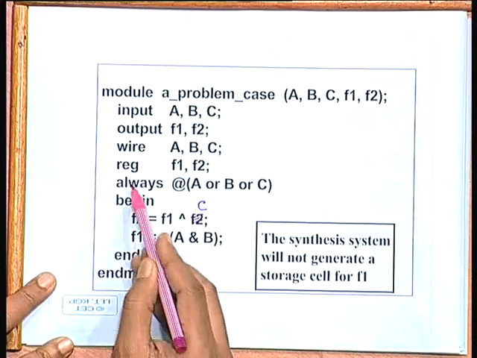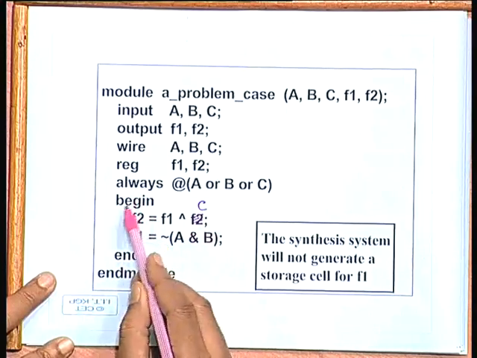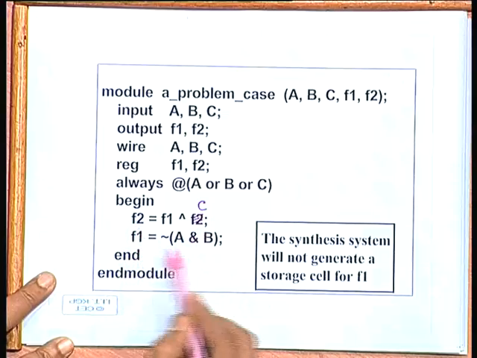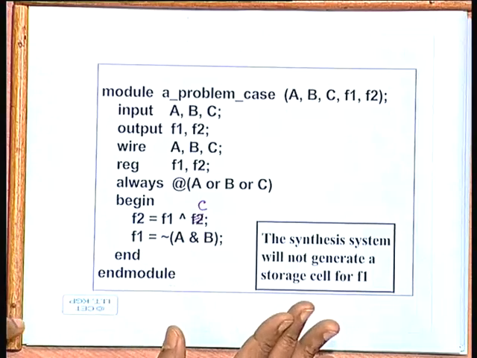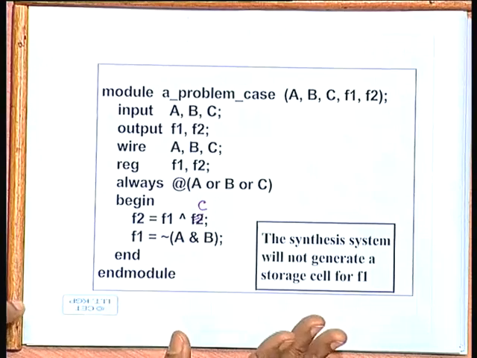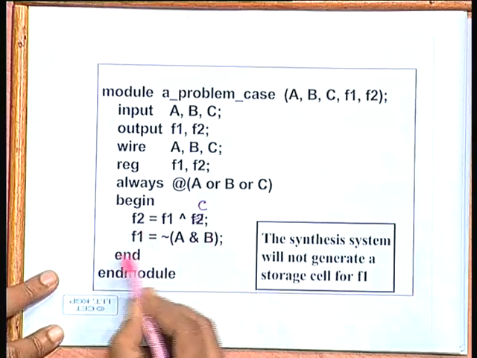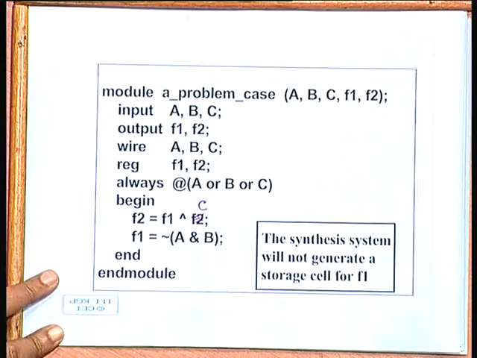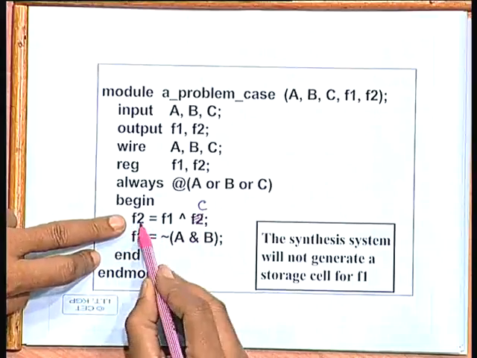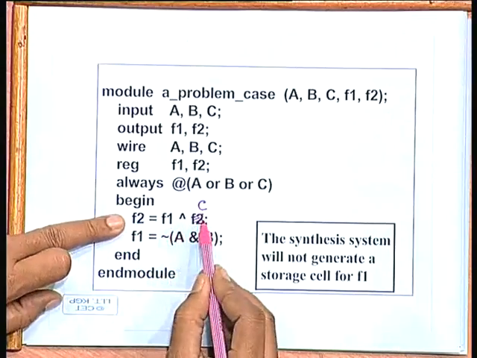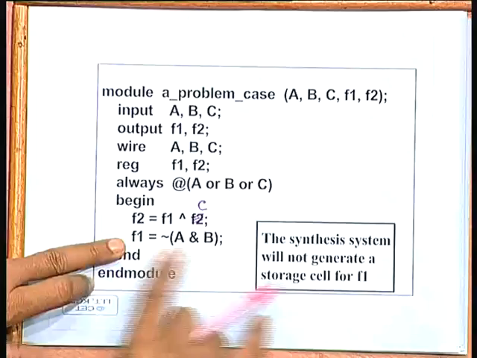So, one thing to understand: when we are writing statements inside this block, these statements are supposed to be executing concurrently. This is the semantic. But when the user is writing these statements, it may be playing on the back of the mind that in the first statement, F2 equal to F1 XOR C, this F1 is the last value of F1, and then I am calculating a new value of F1.